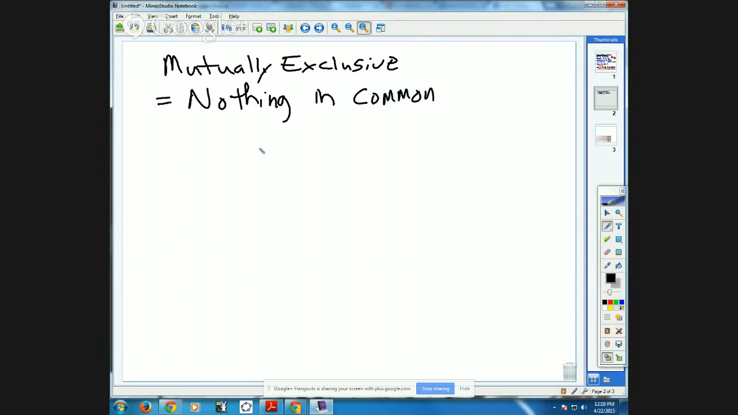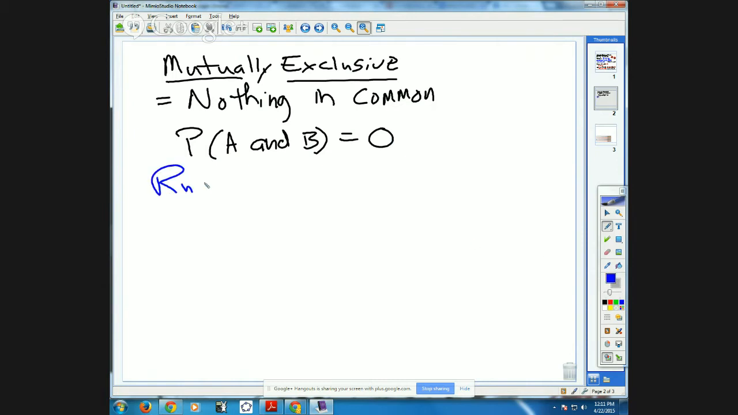So common are the things they have together, like this and that. So for two events, the probability of A and B means what they have in common. That has to be nothing if they're mutually exclusive. Okay, so mutually exclusive means nothing in common, which means the probability of A and B happens to be 0, which makes ORs easier to deal with.